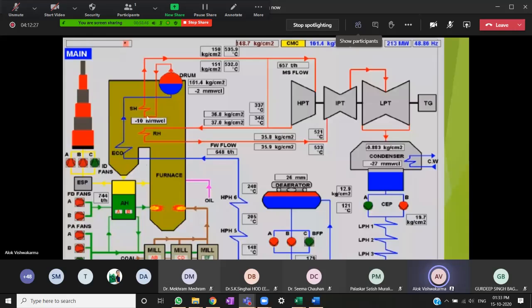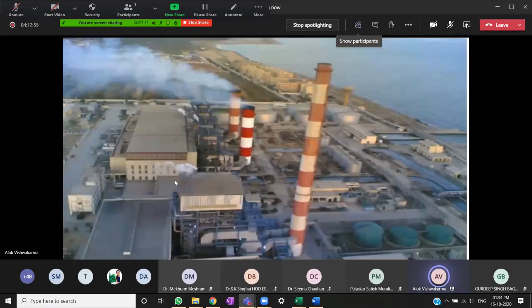Now this furnace, this boiler, is basically negatively pressurized. It means that from outside air can leak into the inside, but from inside nothing, no flame, nothing can come outside, due to safety reasons. This is condenser and CW system. I explained earlier. This you can see.